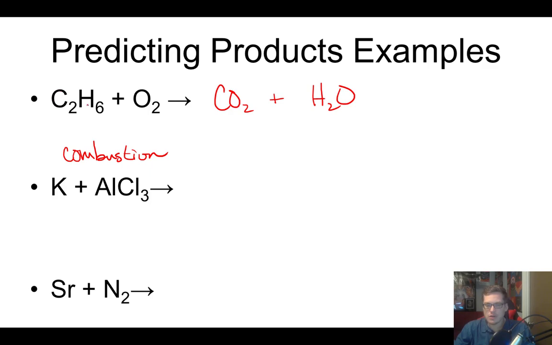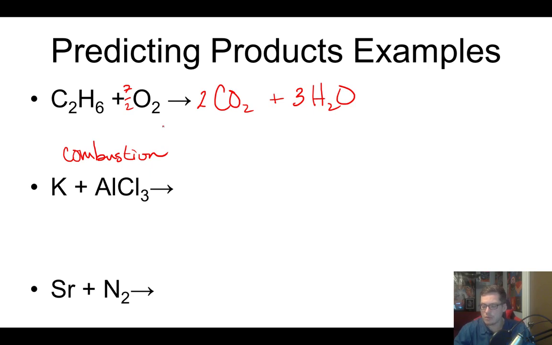So we got 2 carbons, 1 carbon, so we'll throw a 2 out there like that. We've got 6 hydrogens, 2 hydrogens, so we'll throw a 3 in front of that guy. Now we got to check our oxygens. This is really where we get stuck in the mire. We've got 2 oxygens here. On this side, we've got 4 oxygens from this, right? 2 CO2s, and we've got 3 oxygens here. So that's 7, so we're going to have 7 halves of an oxygen.